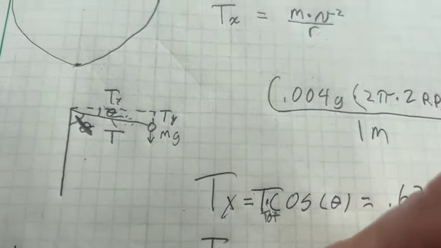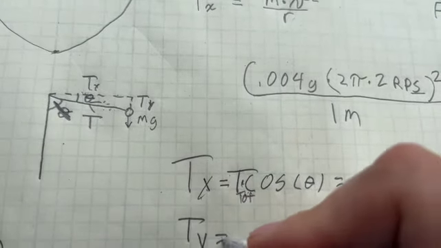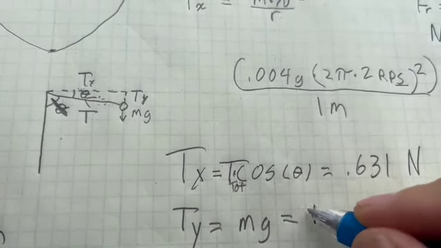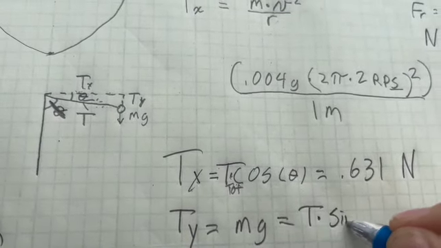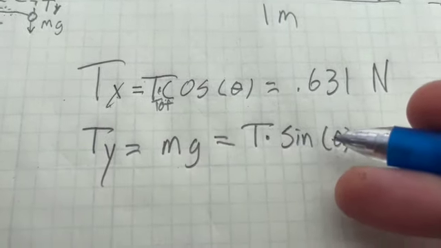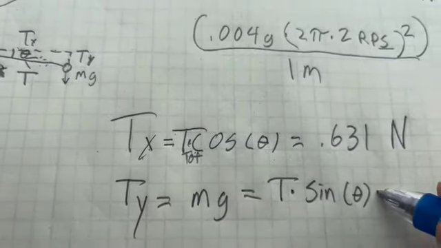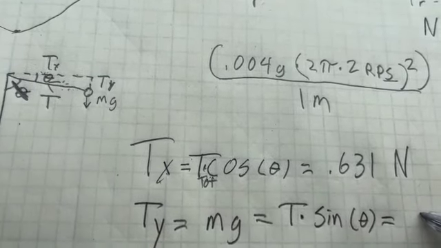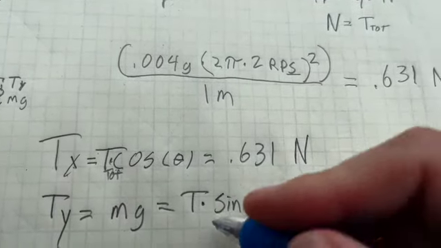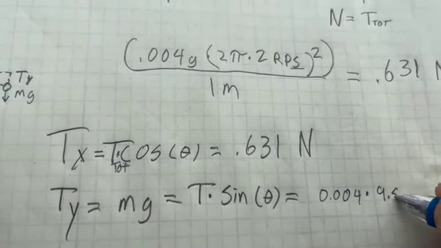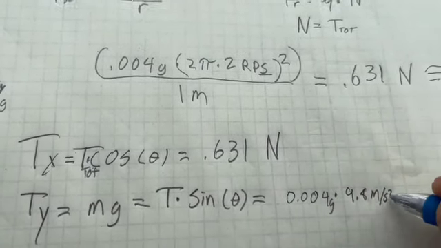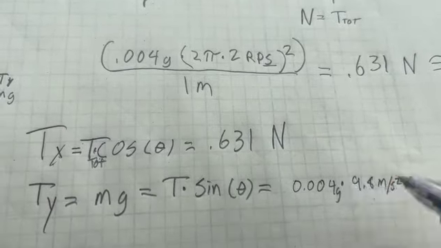Now, Ty equals mg, and it also equals T times the sine of theta. Right? Now you can see how it's starting to pull itself together. So what is this equal to? Well, we know that the mass is 0.004, and we know the acceleration due to gravity is 9.8 meters per second squared, right? That gives us a value in newtons.